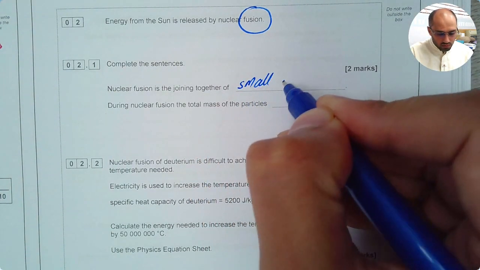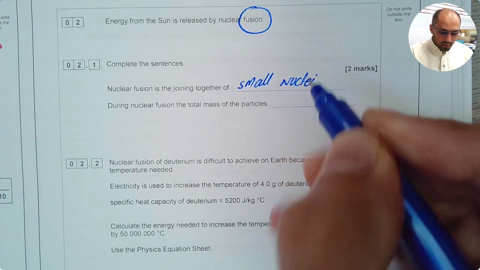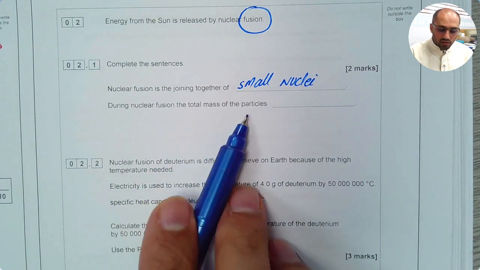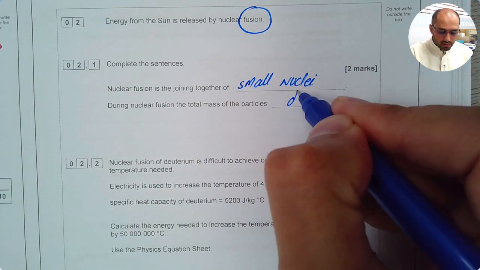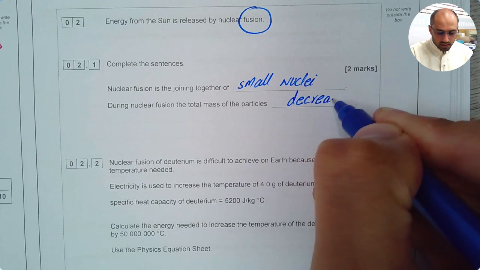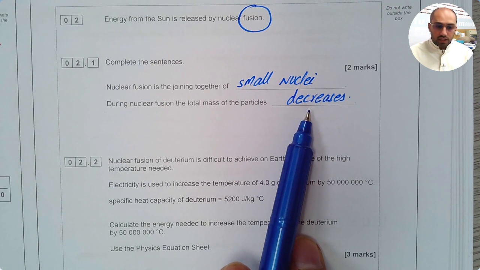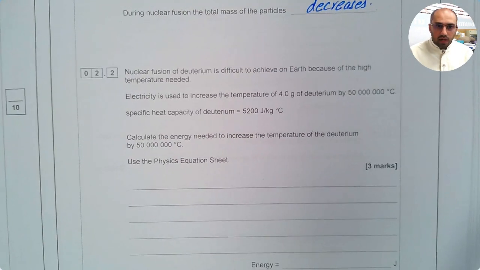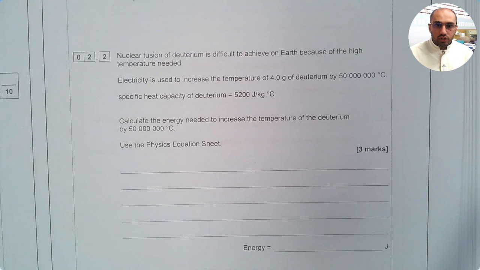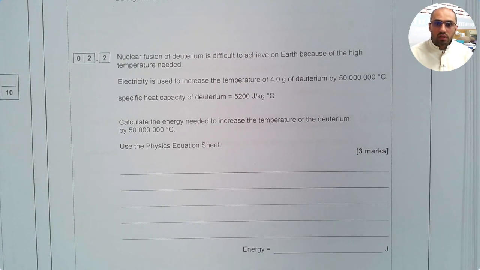small nuclei. During nuclear fusion, the total mass of the particles decreases. This is because energy is being given out in the form of radiation. Next part says nuclear fusion of deuterium is difficult to achieve on Earth because of the high temperature needed. Electricity is used to increase the temperature of 4 grams.